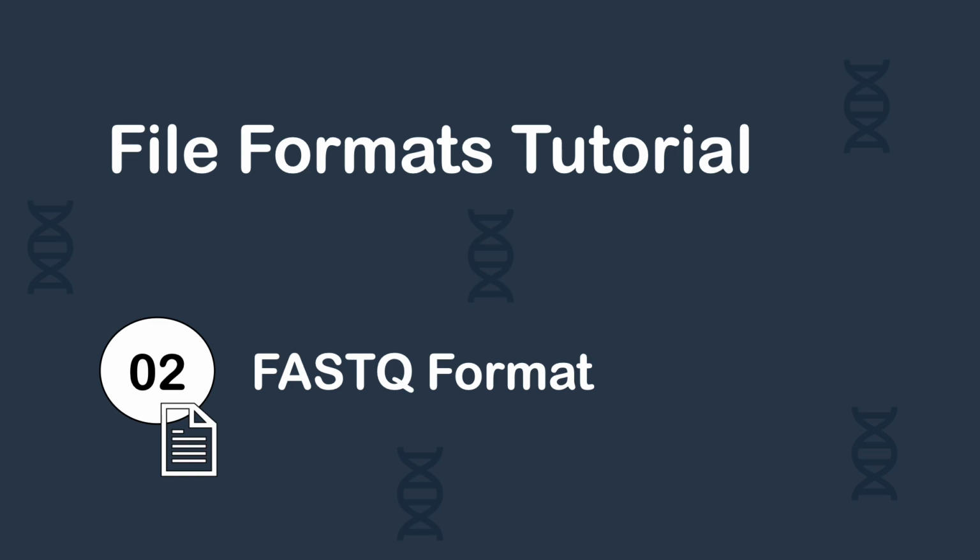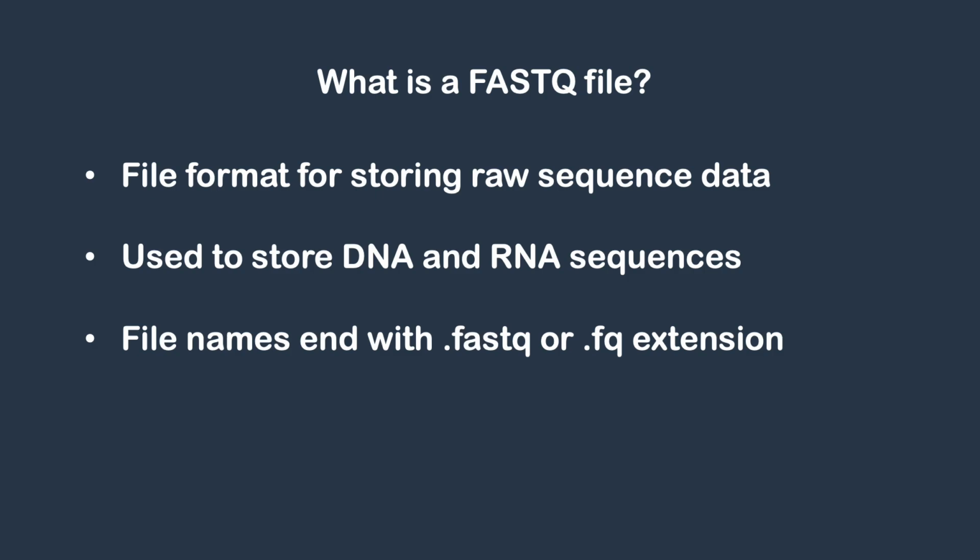In today's video, we're going to talk about FASTQ files, one of the most common file formats in genomics and bioinformatics. So what is a FASTQ file? It's a file format for storing raw sequencing data. Raw meaning the data was just generated and hasn't been processed yet. Now FASTQ files typically contain information about DNA or RNA sequences, and you'll usually see them with a .fastq or .fq file extension.